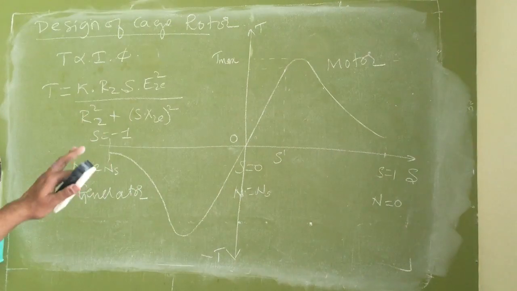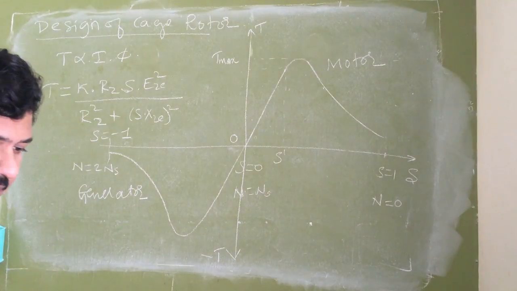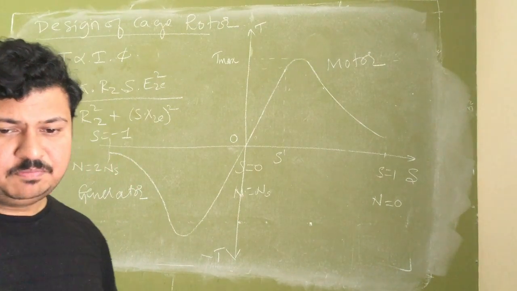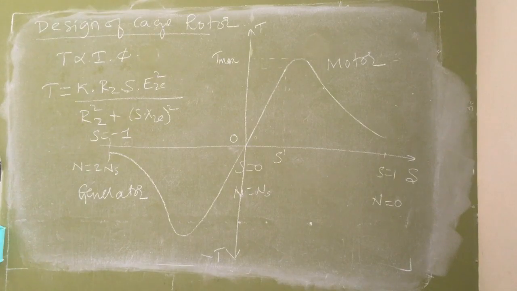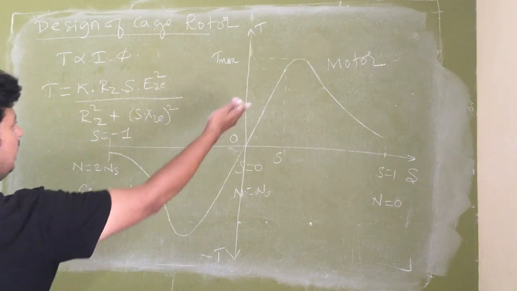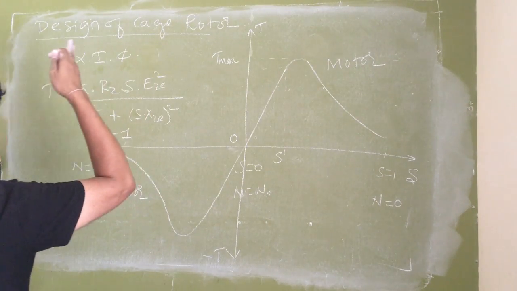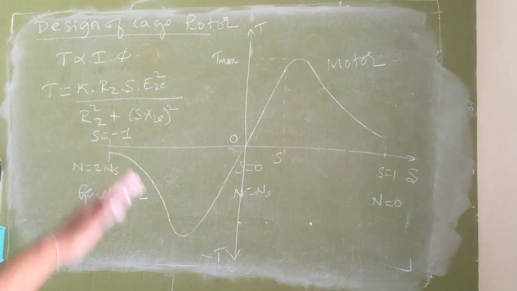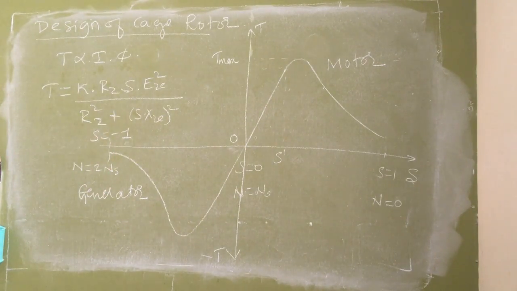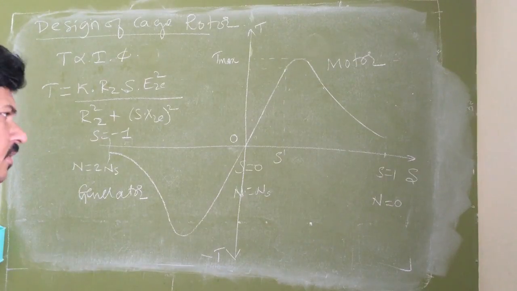So this is the complete torque slip characteristic of an induction motor. See, this characteristic is obtained in the same way as that of the motor characteristics, simply by applying minus. That's it. Just to understand the concept, I want conceptual understanding of this aspect.